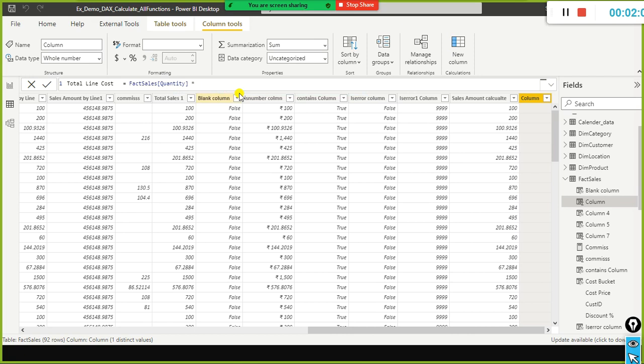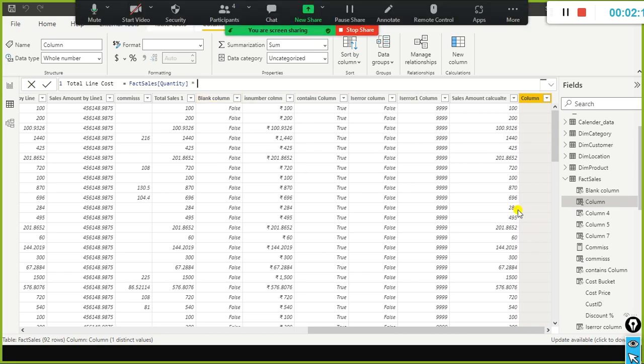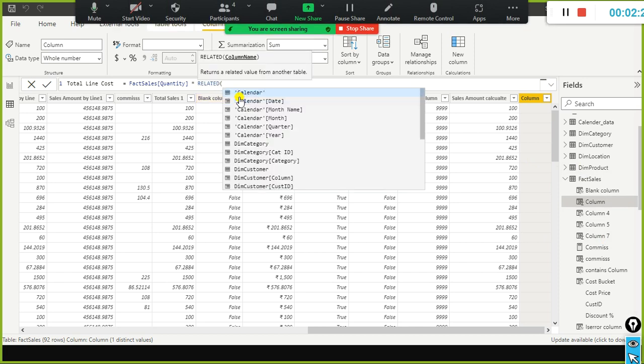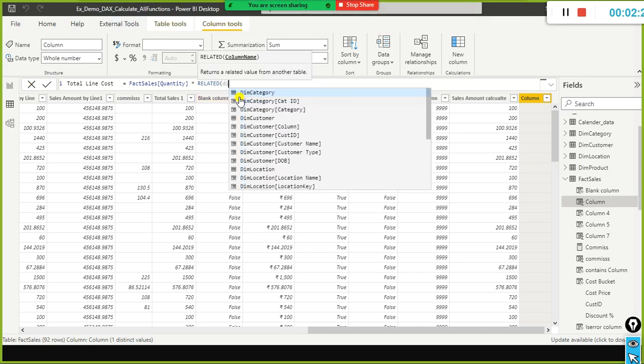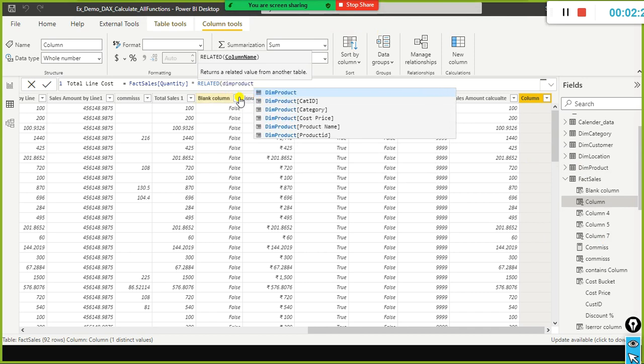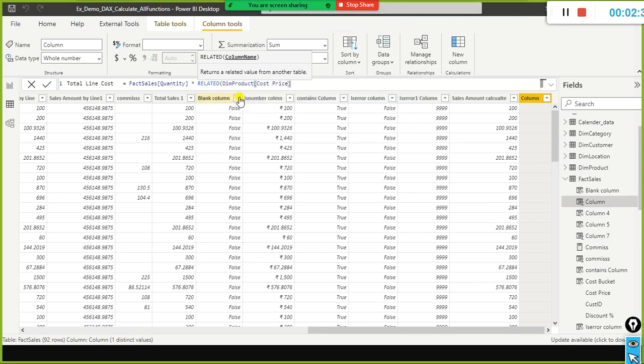The cost price is stored in my dim product table. So here, see, the quantity column is available in my fact sales because currently I am in my fact sales only, right? So I need to pull the cost price from the product table because the cost price is available only in my product table. Sorry, this is my related function, right? I started discussing the lookup value. Let me do one thing.